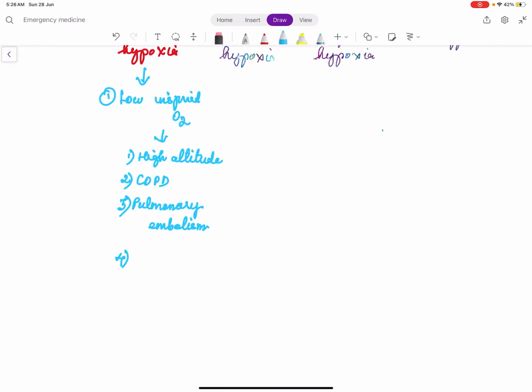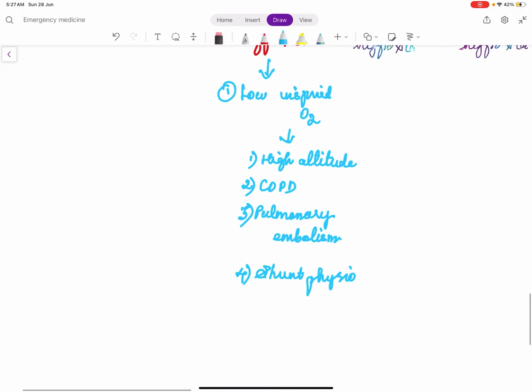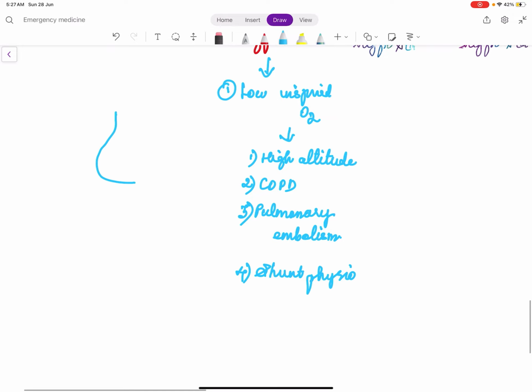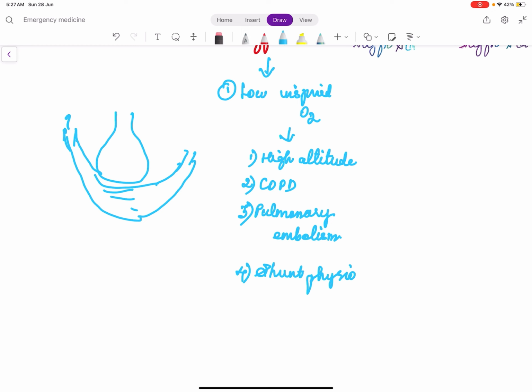The fourth example of hypoxia is shunt physiology. Again, we have the alveoli, the pulmonary artery coming in, the pulmonary capillary which is forming, and the pulmonary vein which goes out. So this is the normal pathway. Assume due to some reason the blood doesn't flow from the pulmonary artery to the pulmonary capillary. Instead, there is a direct connection between the pulmonary artery and the pulmonary vein. This is called a shunt.